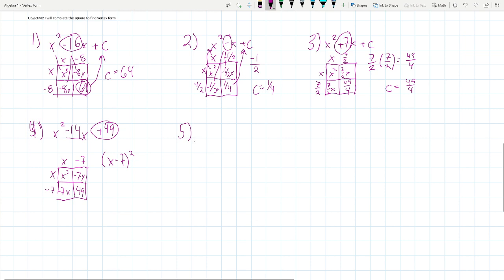Let's look at number 5. x squared plus 30x. And we want to know, okay, what do we put in here? So I make my table. And making the table isn't necessary, especially if you start to get this, but it is an easy way to see everything happening. I need to divide this by 2. So I get 15. That's a positive 15. So I get 15x, 15x. And 15 times 15 is 225.